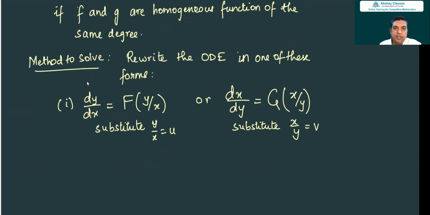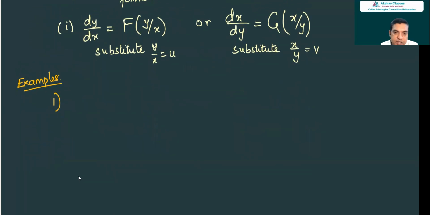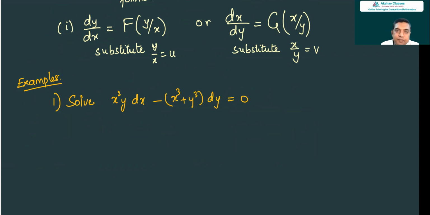So let's look at some examples. Within this category, the first example: solve x square y dx minus (x cube plus y cube) dy. When you carefully observe the degree of the first term, omitting the derivatives and looking at the expression, this is of degree 3, and each of these terms is of degree 3.